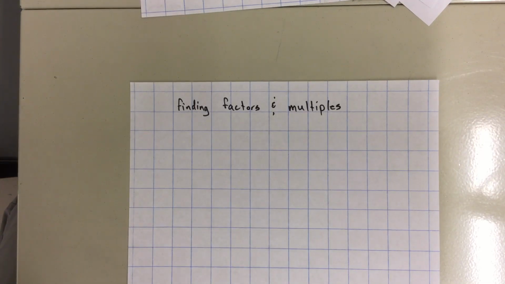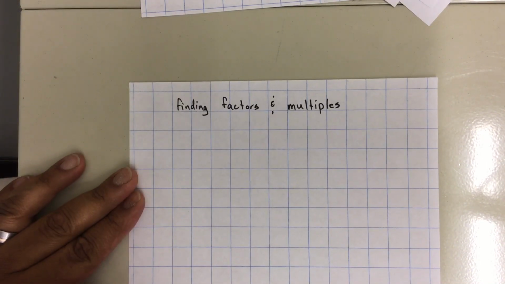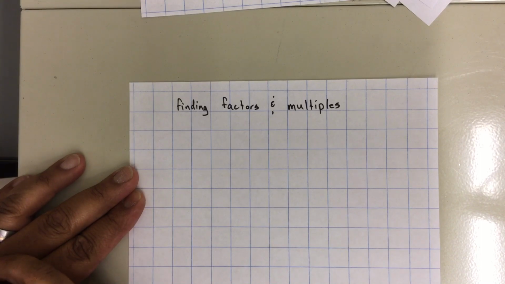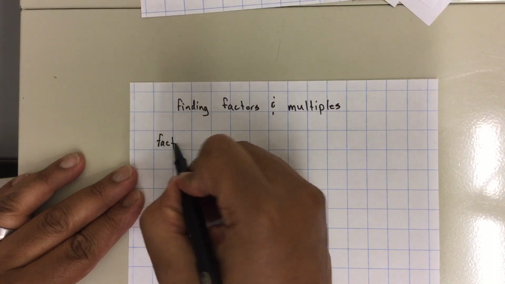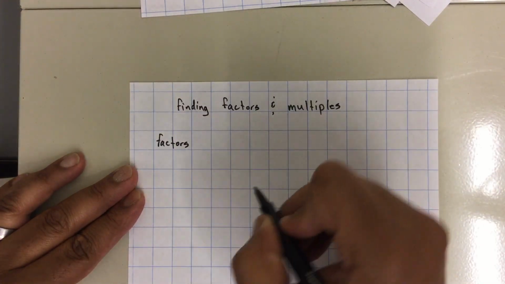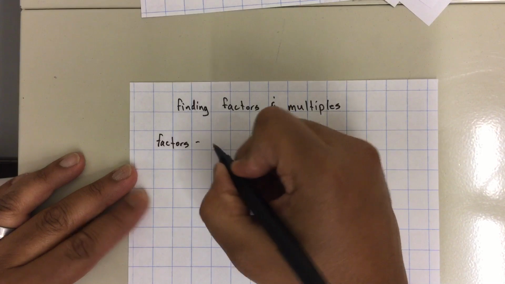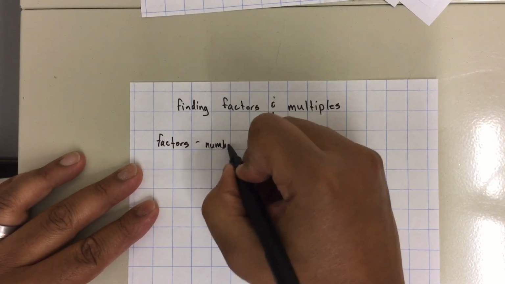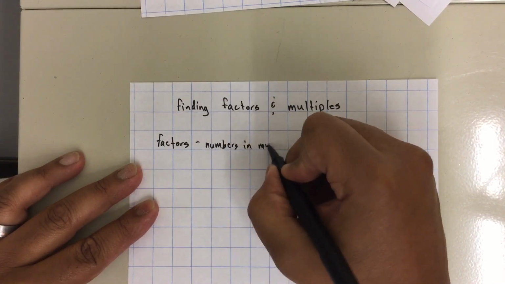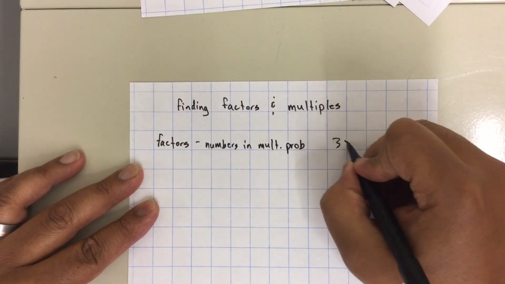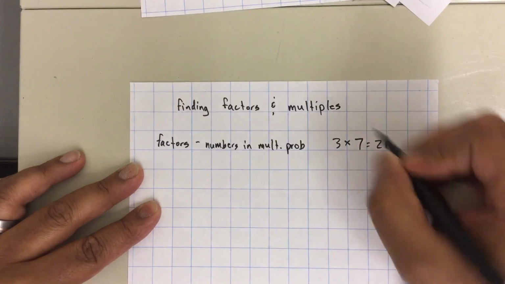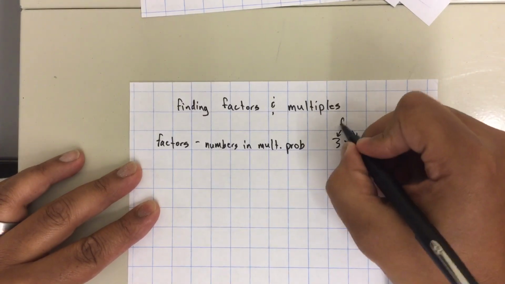Hi there. We've been working a lot with factors, and we've just added to that multiples. So that sort of begs the question, what are factors, what are multiples, and how do we find them? So let's start off. Factors are just the numbers in a multiplication problem. So that means if we've got 3 times 7 equals 21, the 3 and the 7 are my factors.